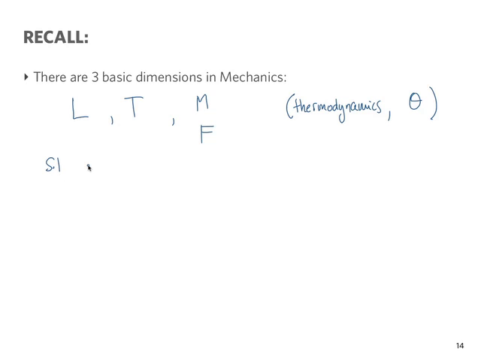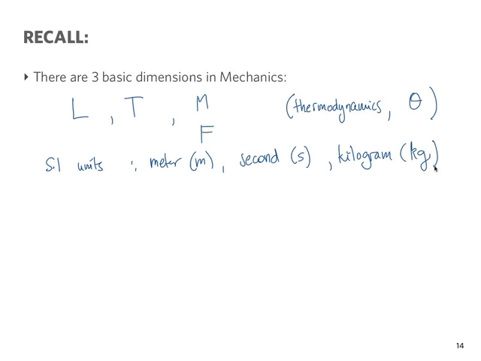The SI units are meter, second, and kilogram. And then there are what we call the derived units. And these derived units are, for example, force. Well, what is force? Force is equal to mass times acceleration. So we can derive, as the title says, those units.